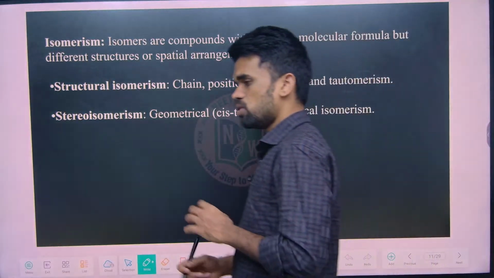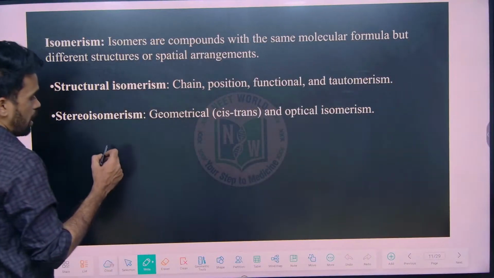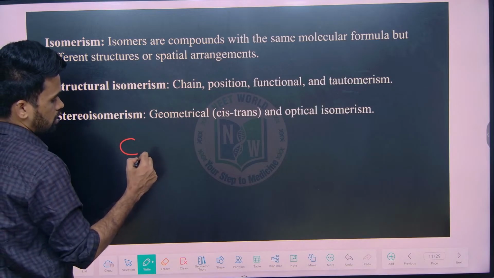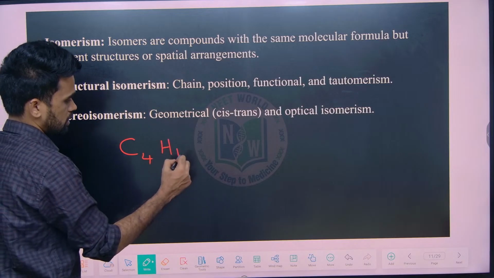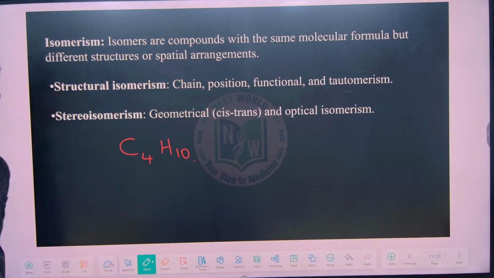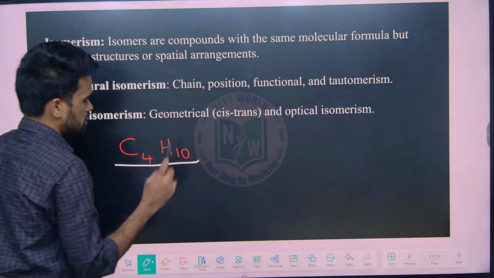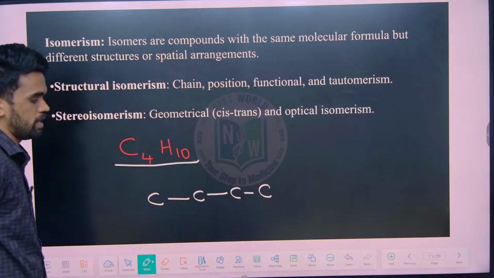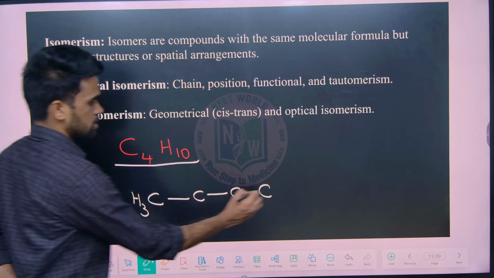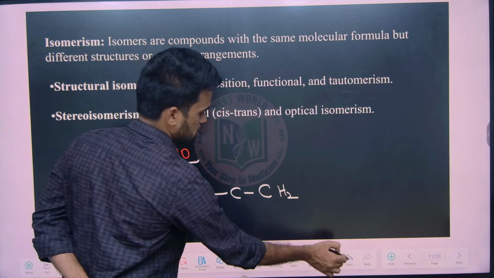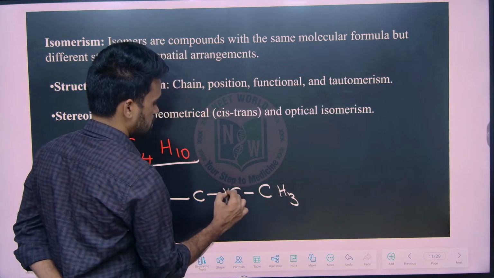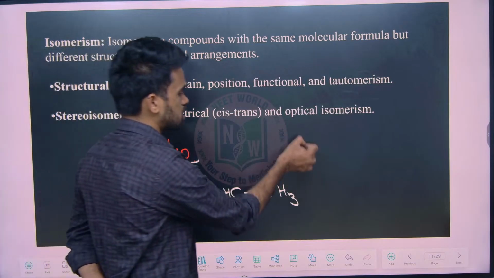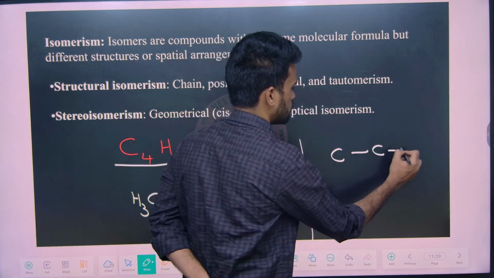Now look at what I am making. I have written a formula here, C4H10. With this formula, see what I am making. Like this I have made a chain. Then the H3s, just balance the valency using hydrogens. Like this I have made it. One more structure I am writing with only 3 carbons.